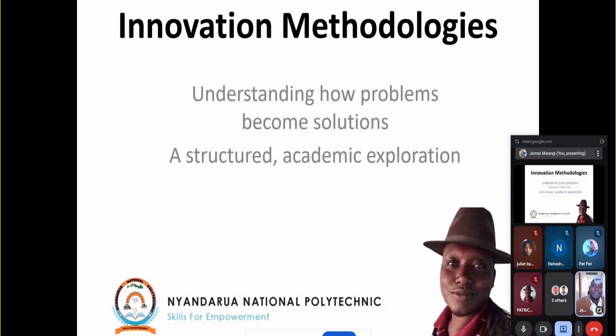And I want us to look at something very interesting that we call innovation methodologies. In here, we understand how problems become solutions in a structured and academic exploration.